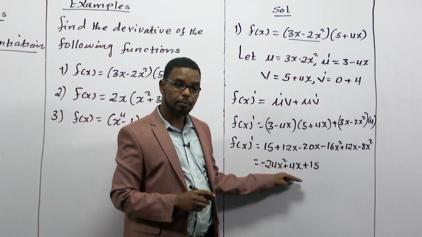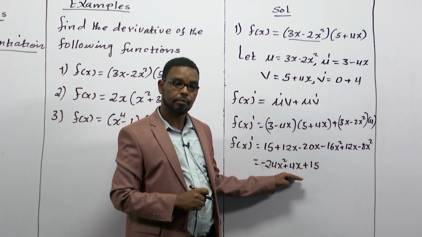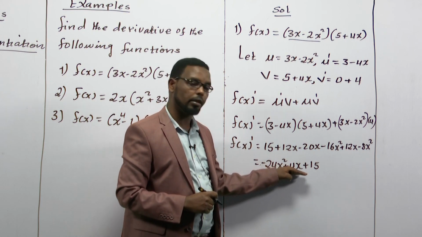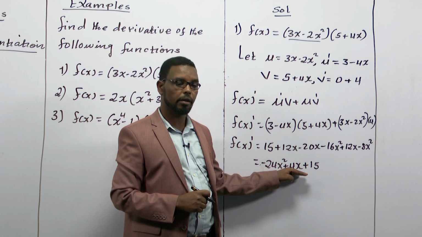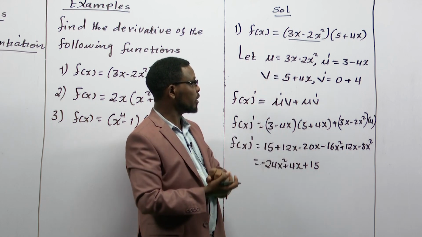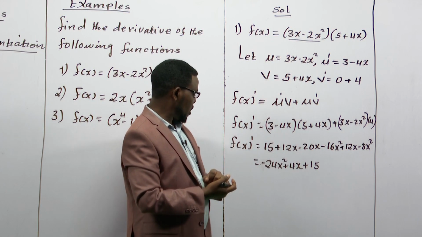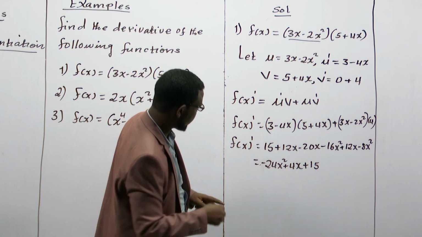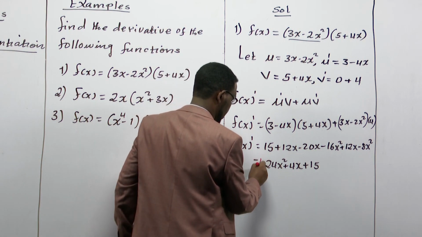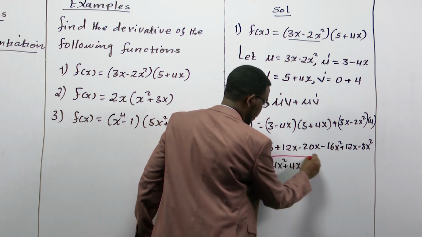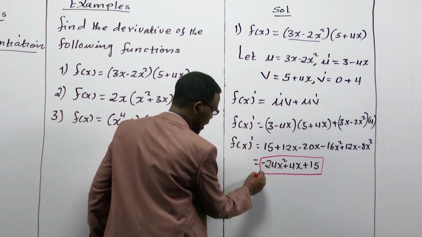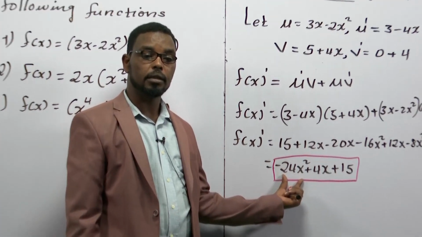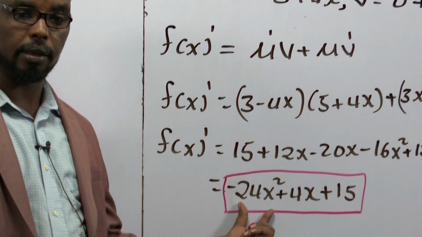This is the simplified. We simplify all those. And this is the last answer, the last answer of our equation. Okay, f(x) prime in general is equal to what? It is equal to minus 24x squared plus 4x plus 15. Okay, this is the last result.